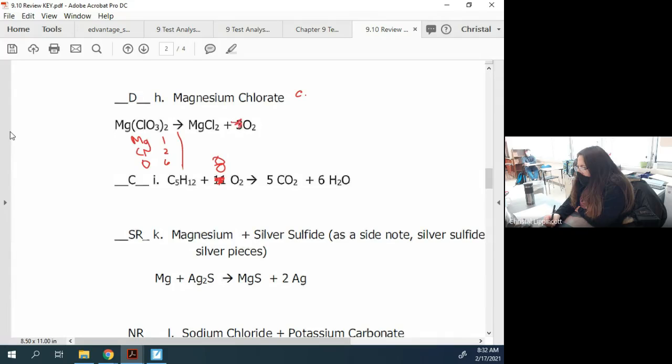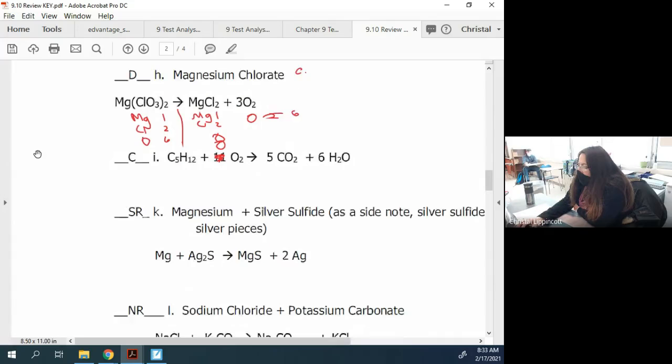Over here, I have Mg. I have 1 of those. I have 2 chlorines, but my oxygens are off. My oxygens right now are at 2, and I need it to be at 6. So if I multiply that 2 times 3, then I'm up to 6. And I have my equation balanced. Okay, questions on that?